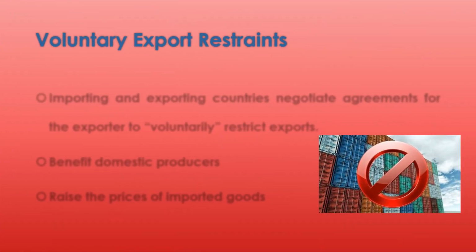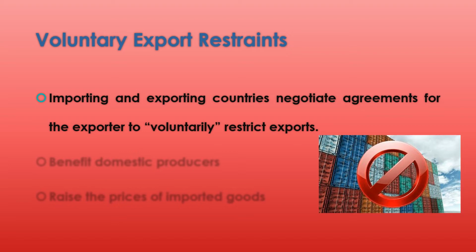Voluntary export restraints are quotas on trade imposed by the exporting country, typically at the request of the importing country's government. Importing and exporting countries negotiate agreements for the exporter to voluntarily restrict exports, such as autos, steel, textile, sometimes in apparel industries.